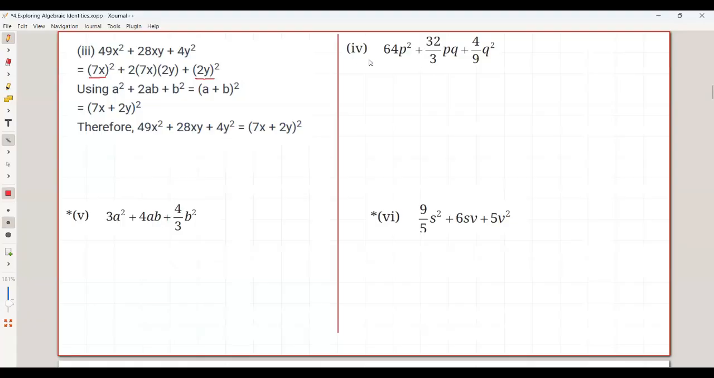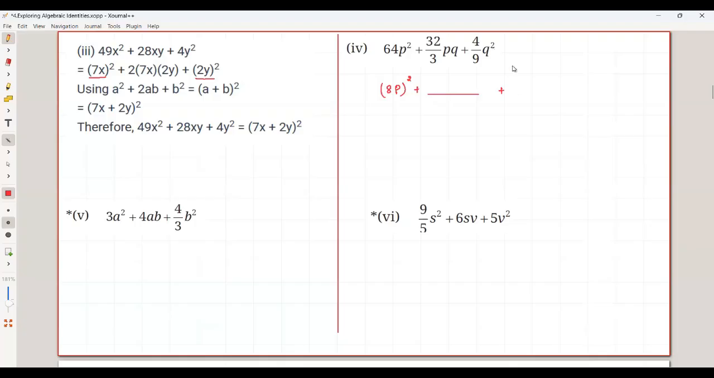Now the fourth one is given like this. So the same a square plus 2ab plus b square format is given. From this, I would write it as a the whole square and b the whole square. So I'm just writing this as 8 square, right? 8p the whole square, plus, I'm just leaving this plus.